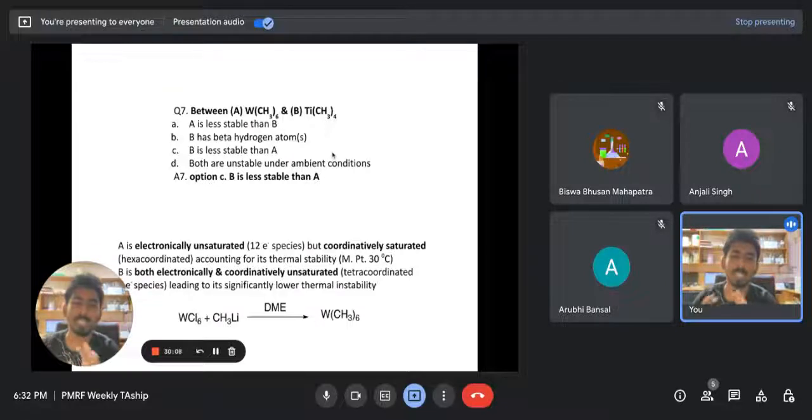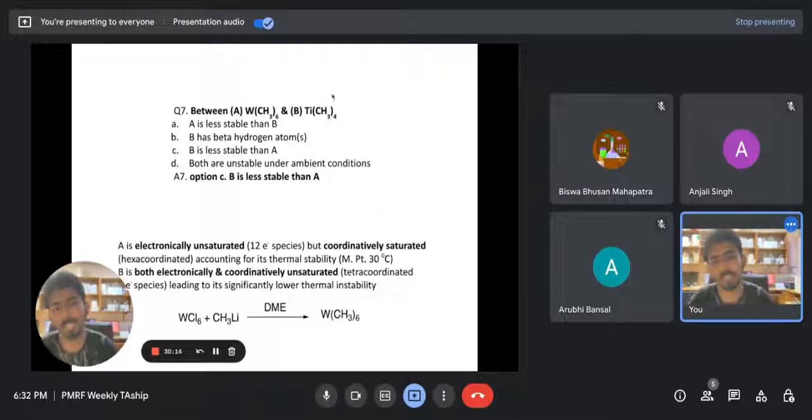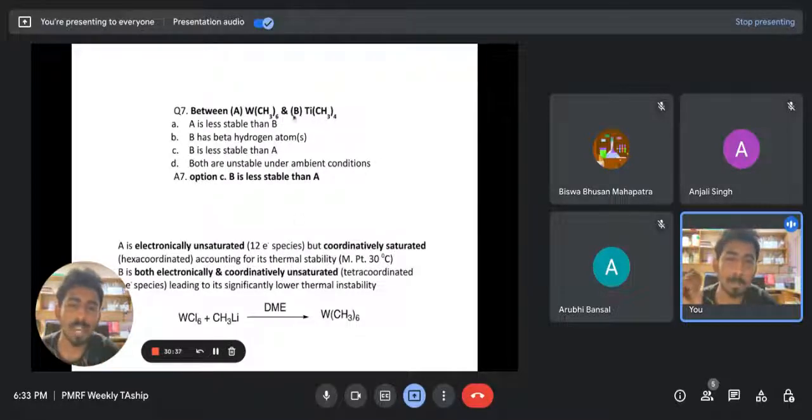Both the compounds are electronically unsaturated because none of them is 18 electron. But in case of compound B, the coordinative unsaturation is prevailing because there are only 4 coordination number. But in this compound, W(CH3)6, the coordination number is 6. So I have already told you, both A and B are electronically unsaturated, but the coordinative saturation is the only thing accounting for the thermal stability of tungsten hexamethyl.